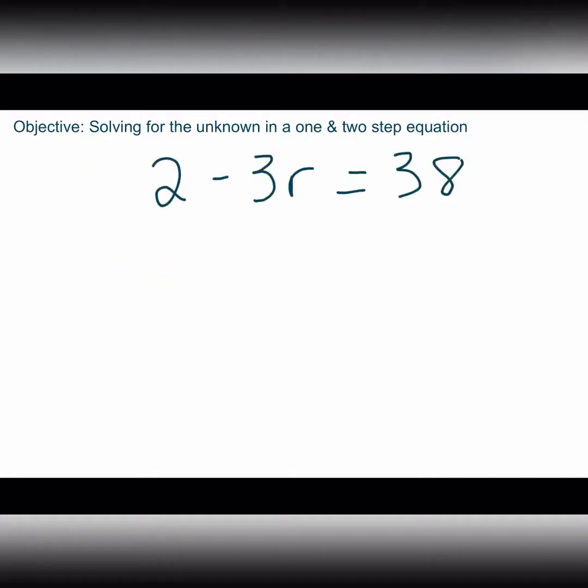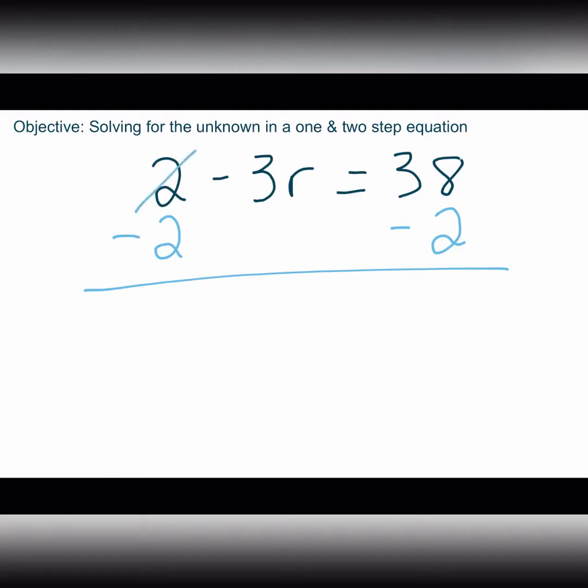Okay, so now let's look at some two-step equations. So in order to solve a two-step equation, we have to undo the operations that are happening to the variable. So let's look at this. So we have 2 minus 3r equals 38. So in order to undo this, we need to first subtract 2 from both sides.